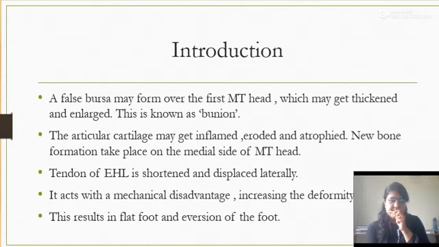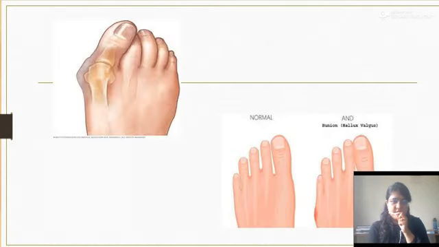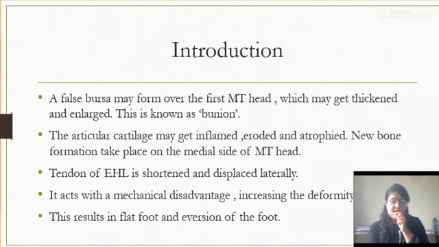The false bursa may form over the first metatarsal head, which may get thickened and enlarged. This is known as the bunion. So we saw the bunion in the picture over the head of the metatarsal. The articular cartilage gets inflamed, eroded and atrophied. New bone formation takes place on the medial side of the metatarsal head. The tendon of the extensor hallucis longus is shortened and displaced laterally. It acts with a mechanical disadvantage, increasing the deformity with time, and this results in flat foot and eversion of the foot.